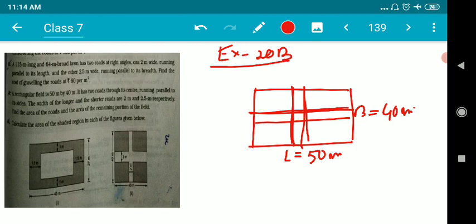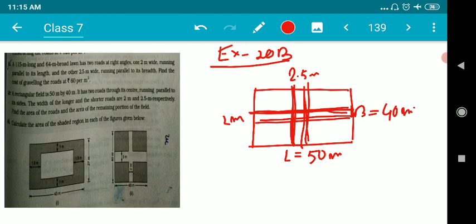The widths of the longer and the shorter roads are 2 meter and 2.5 meter respectively. So the width of this longer road is 2 meter, and this shorter one has a width of 2.5 meter. Find the area of the roads and the areas of the remaining portions of the field. It's absolutely easy to solve.